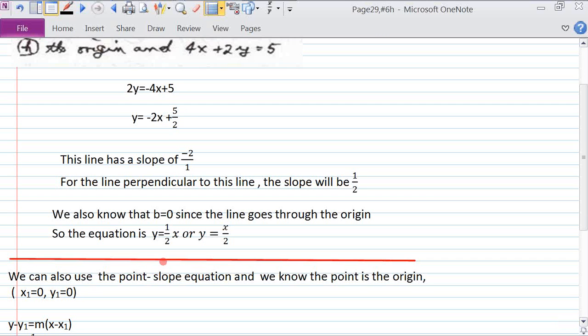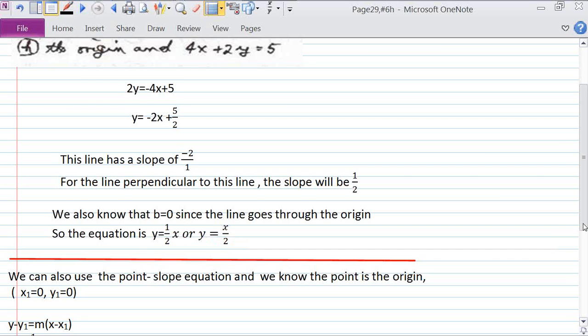So the equation is y equals a half x plus b, which is 0. So we can write this and say y equals a half x or y equals x over 2. It doesn't matter. This means exactly the same as this. Y equals a half x or y equals x over 2.